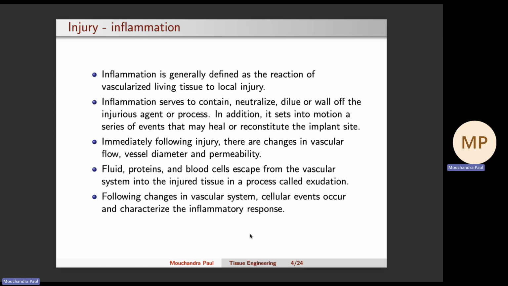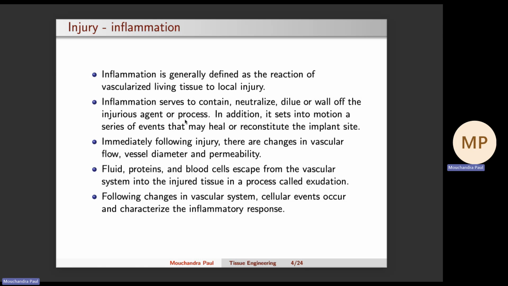So as I was saying, the purpose of inflammation is to contain, neutralize, and dilute or wall off the injurious agent or process. So whatever process has caused damage to the homeostatic status of our tissue, the body wants to contain, so that it doesn't spread, or it wants to neutralize it. If a pathogen agent has entered, then the first thing that seems logical is to neutralize it, then dilute it.